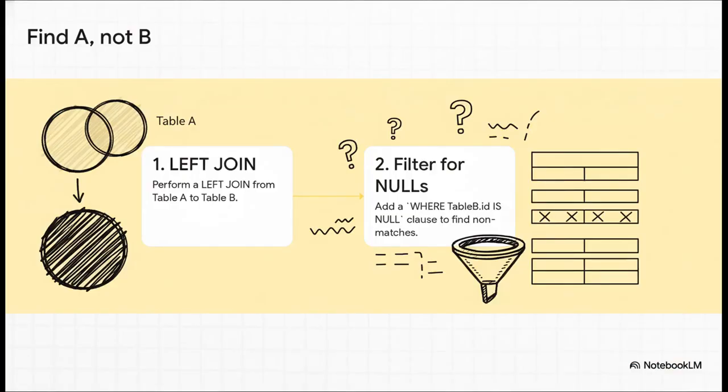It's a simple two-step process. First, you do that standard left join we just saw. Then, you tack on a where clause that tells the database, hey, only show me the rows where the right side came back empty, where it's null. And just like that, you get all the items that are only in Table A.